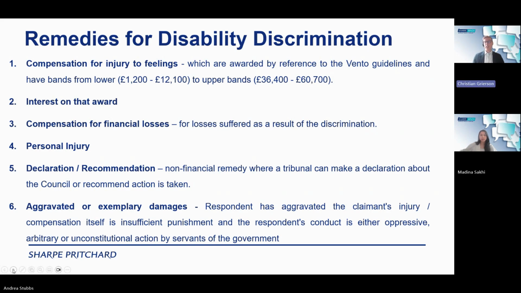And really, where you see years of issues and it's impacted the claimant greatly, as I'm sure they will articulate in their claim and witness evidence, then it starts to move into the higher bands. Interest on that award. So from the act of victimization to the date of the award, interest will collect on it. Compensation for financial losses.